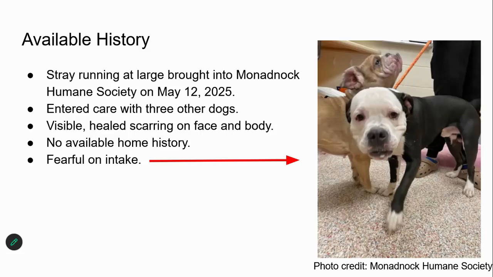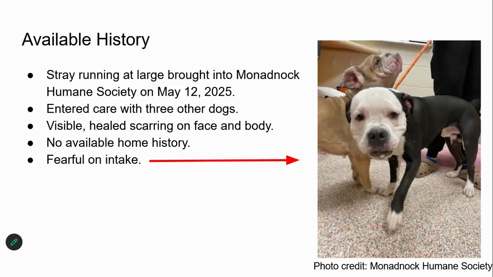When he came in, he was visibly okay, a little bit thin, and he had some healed scarring on his face and body. So these were superficial scars. They looked like maybe from little tussles, but we really don't know. We don't know what was going on with them. We had no home history.